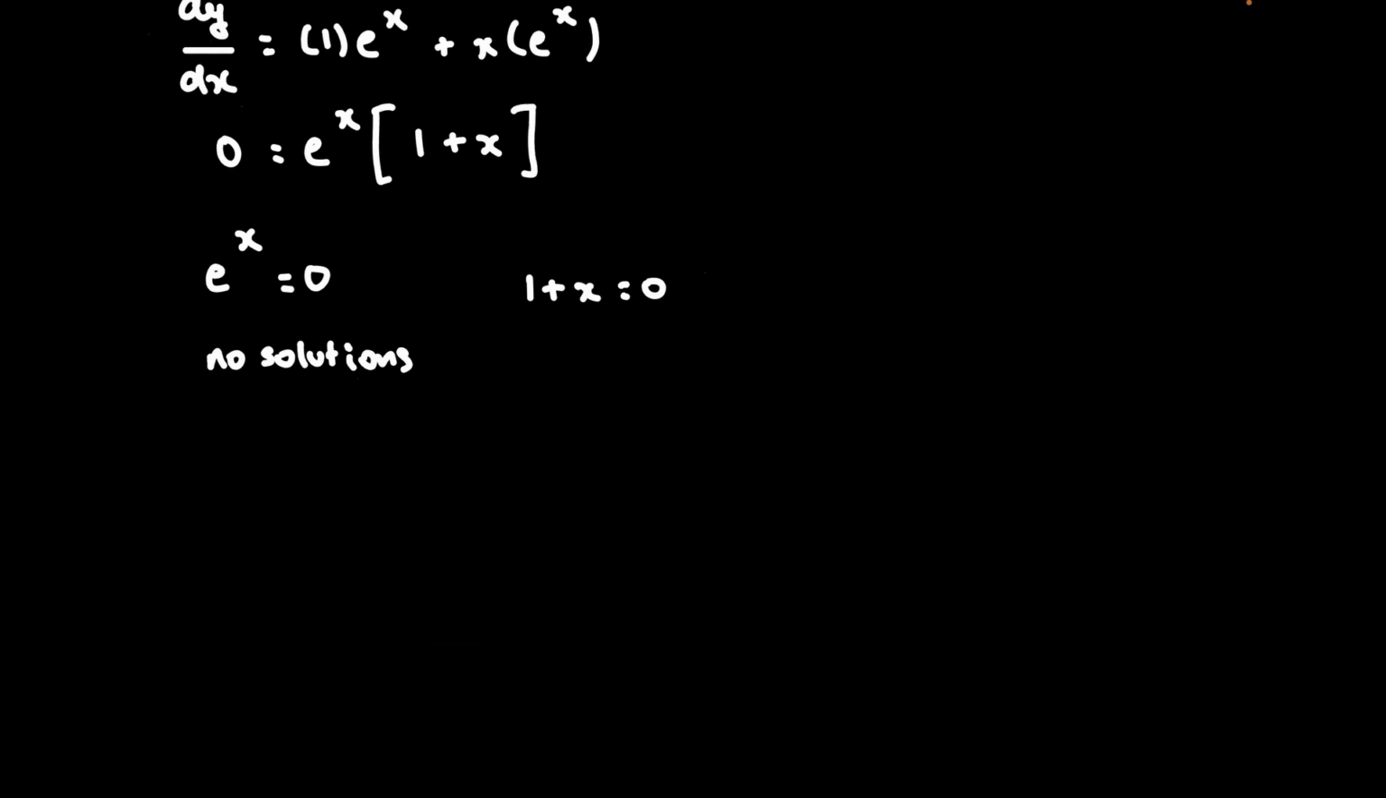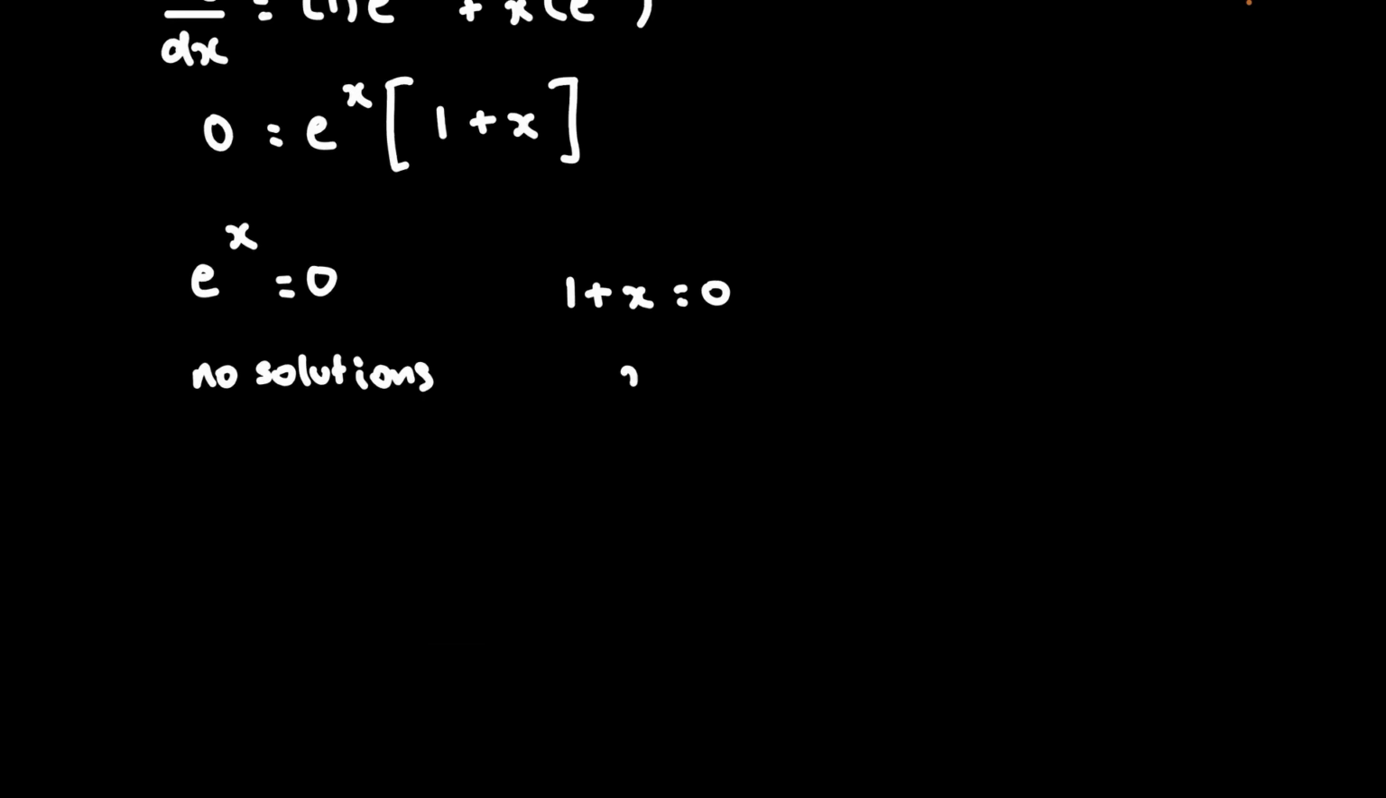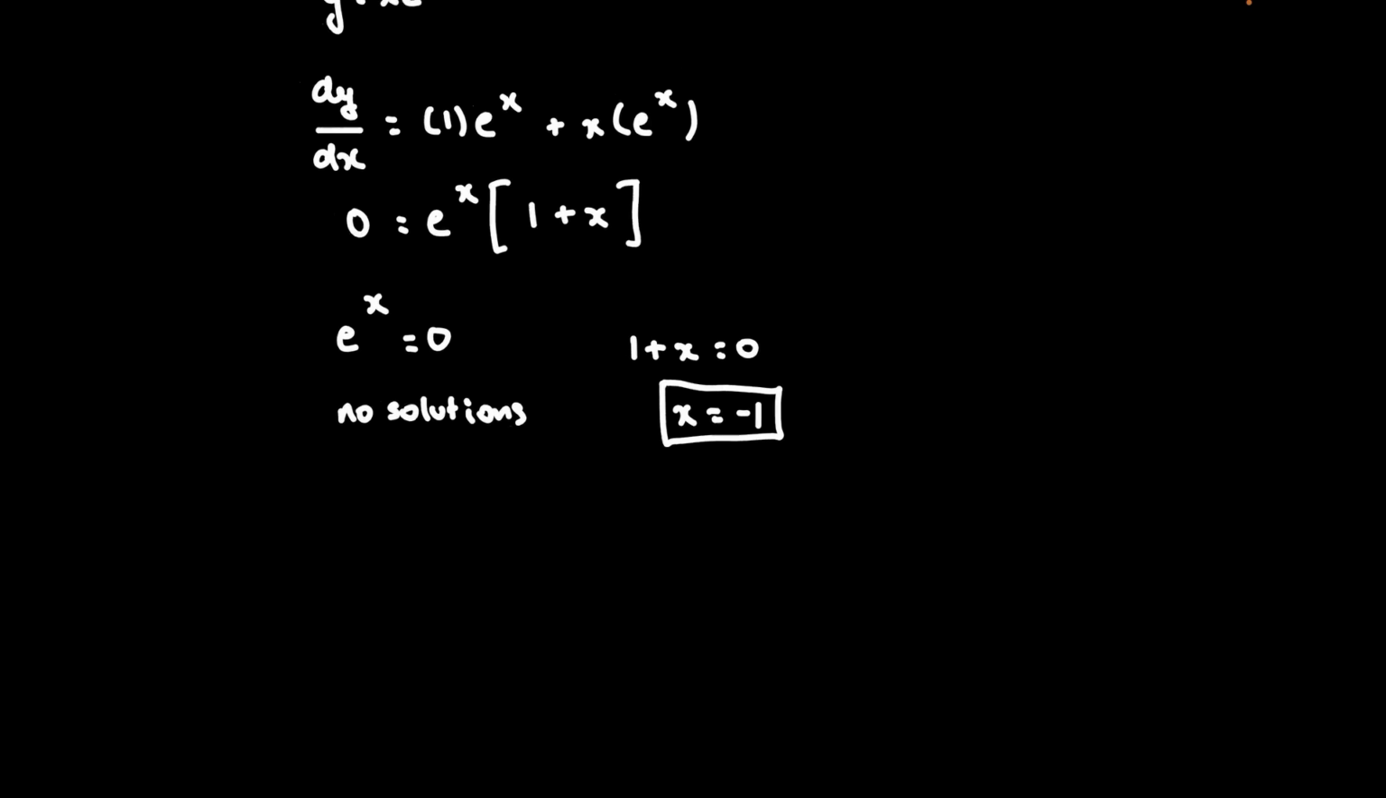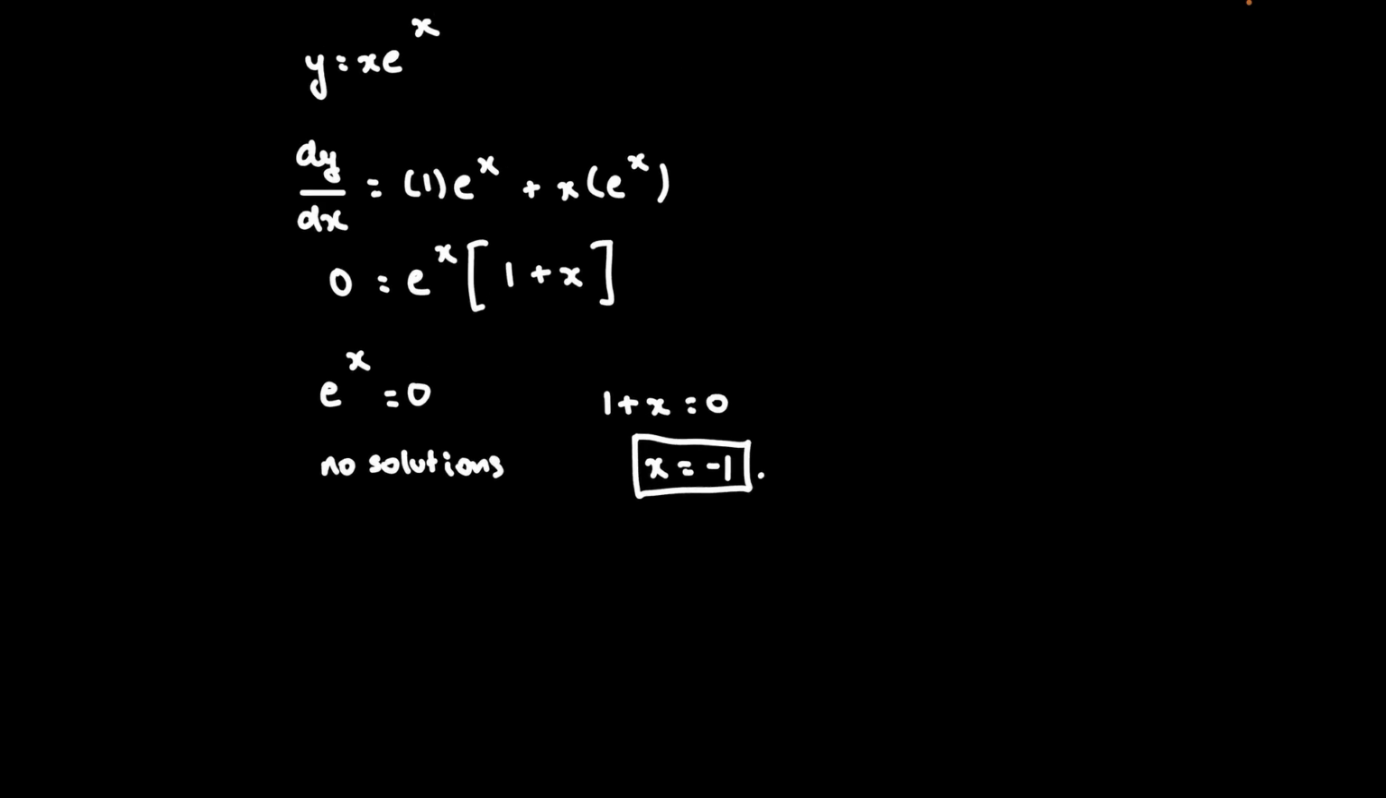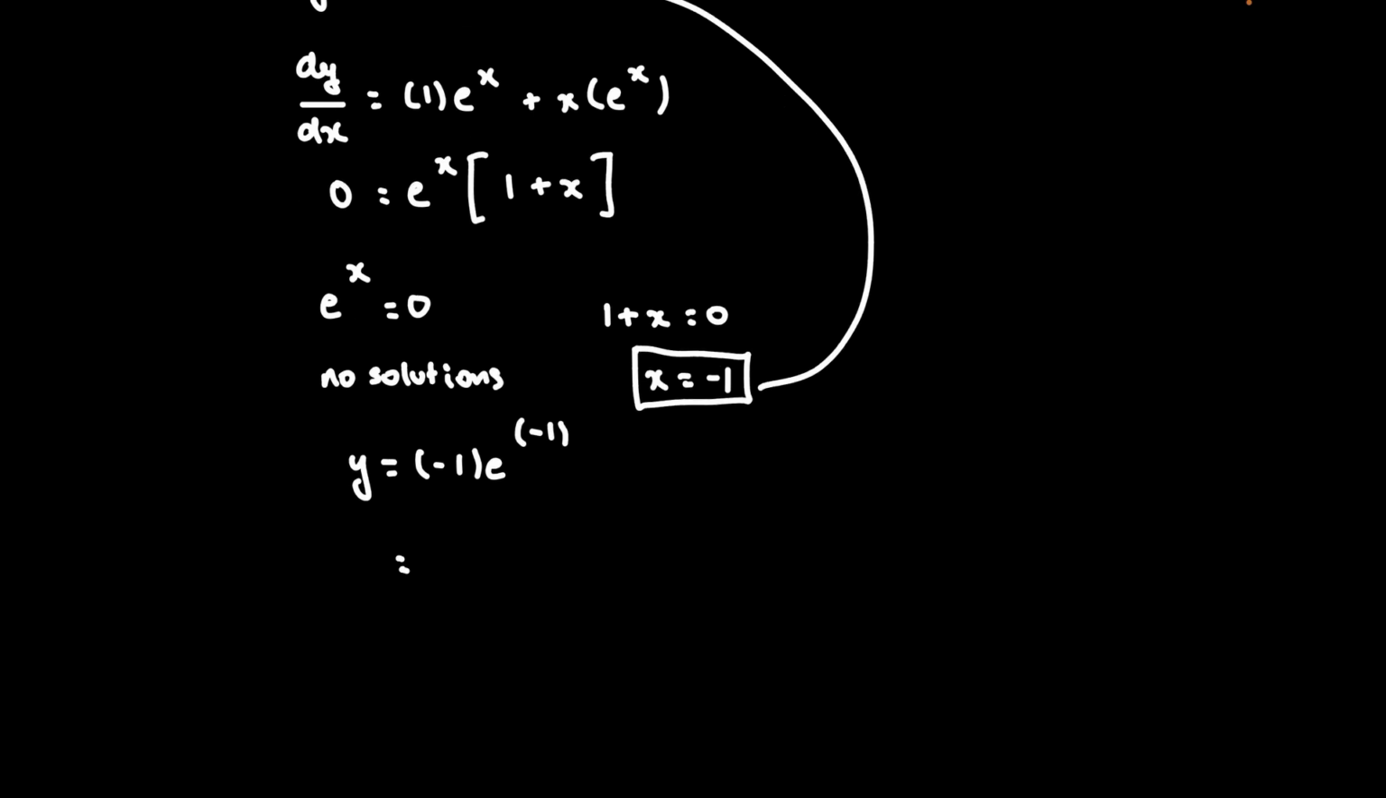But there are definitely solutions for this one here. For 1 plus x, we can definitely solve this. X is simply equal to minus 1. And to work out the y value, you guessed it, plug it back into the original function. So the stationary point for this function would be y equals -1 times e to the power of -1, and that would simply be equal to -1 over e. So therefore your coordinates are simply -1 and -1 on e.